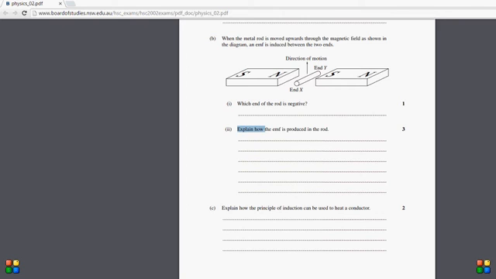Explain how. So you have your verb, and then you have your verb modifier. Explain how the EMF is produced in the rod.